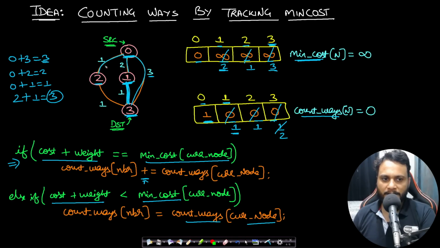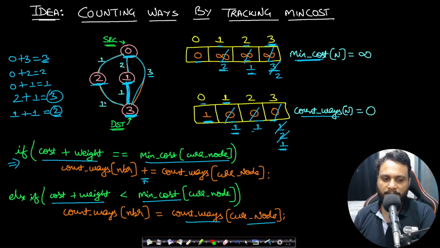Fine. After this, we will be processing the next edge, which is from 2 to 3. So if you calculate the cost to reach 3 via 2 from the source node, then the cost to reach 2 is 1, plus the edge weight to 3 is 1. So the total cost is 2. Now the cost at 3 is actually 3. So update this to 2 since you found a new minimum cost, right? And you restart your counting and update it to the number of ways to reach 2, which is 1. So here it will be 1.